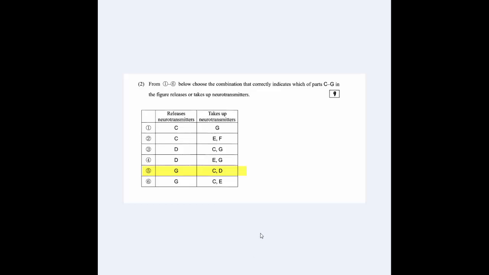Next, 9. Choose below the combination that correctly indicates which parts. Just did that.